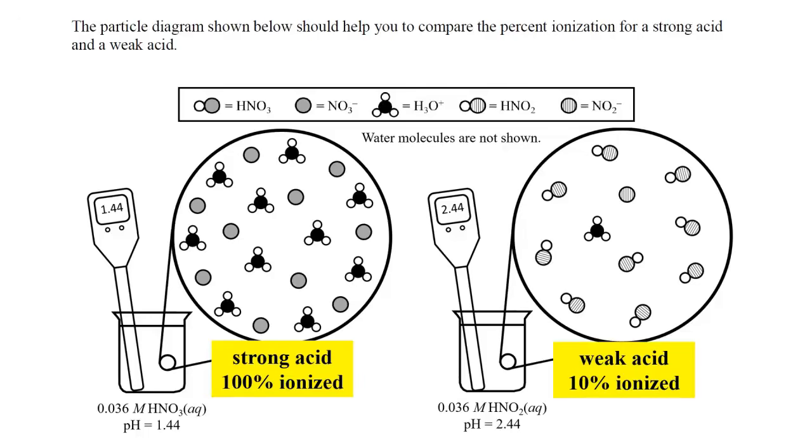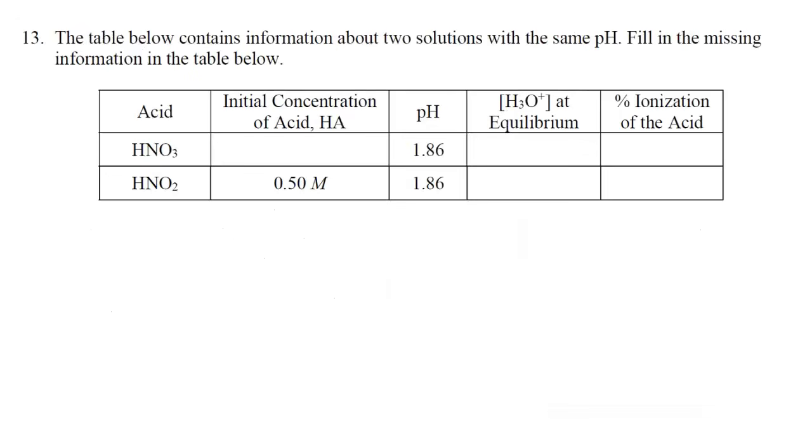So what that means is that only 1 out of 10 HNO2 molecules has undergone that proton transfer. So again, this is 10% ionization for a weak acid as compared to 100% ionization for a strong acid. Hopefully you can see in this compare and contrast that we have 100% ionization for a strong acid on the left, and we have only partial ionization for a weak acid on the right. All right, now let's go ahead and take a look at question 13 in the packet.